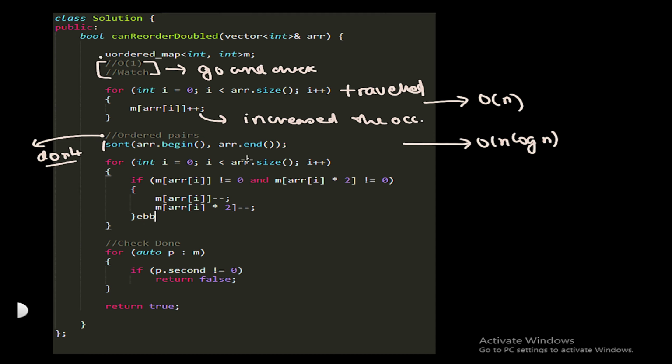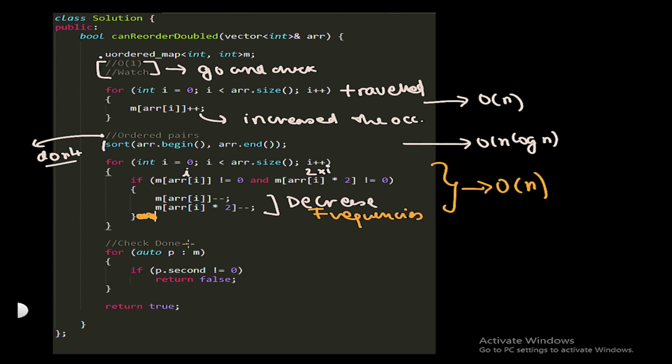Then I ran a loop again. I said if my count of the array element at i, that means if I am having a number i, is not equal to 0, that means it is present, and its twice is also present, then I just decrease the frequencies. And once I decrease the frequencies, let me just erase it. Then I run the loop over and over again. So it would also take big O of n time.